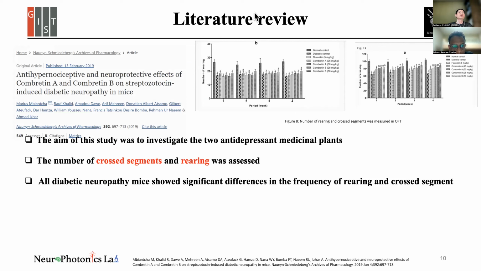So, okay, literature review. Now this is properly the third. So again, neuroprotective and so on, combratin A, combratin B in mouse. So what are the differences? So now it's again rearing. Crossing. And here they showed significant difference. There is in the normal control and diabetic, normal control and various treatments. Okay, I don't think it's necessary either. You can move it to supplementary.